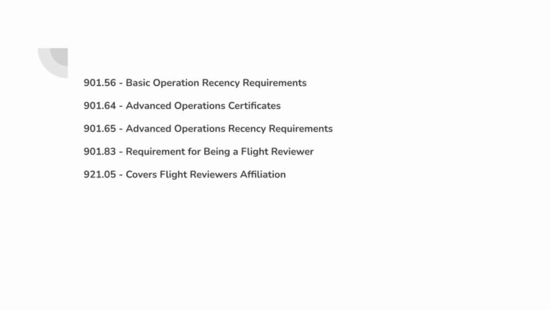So covering off some basic excerpts of the regulations, 901.56 basically goes over basic operation and recency requirements. 901.64 covers advanced operation certificates. 901.65 covers advanced operation recency requirements. 901.83 covers requirements for being a flight reviewer. 921.05 covers flight reviewers and their affiliation status.